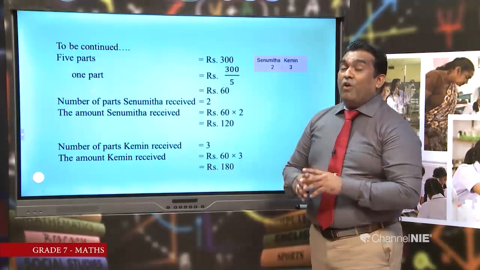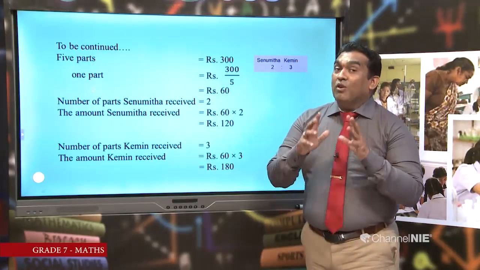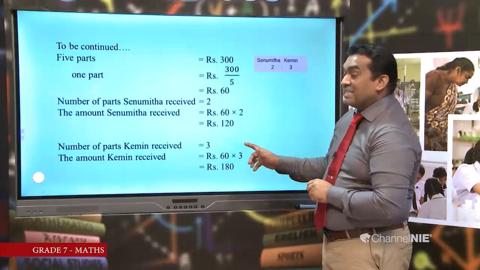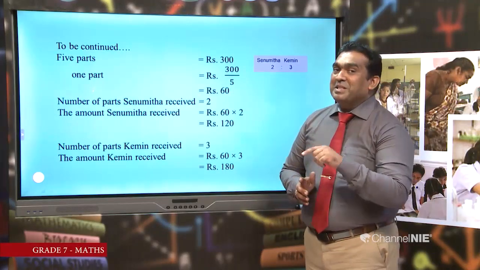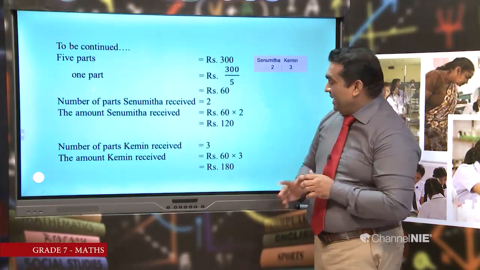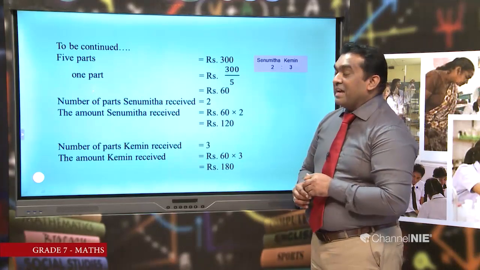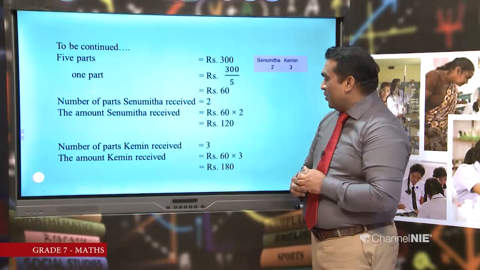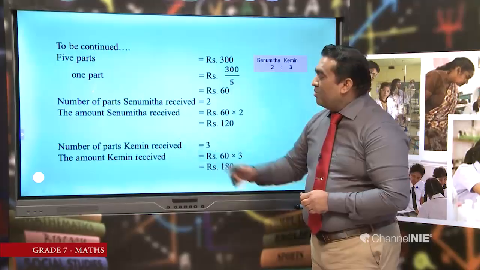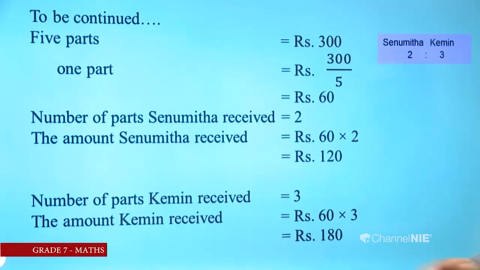What is the value of a part? The value of a part is 60 rupees. 60 multiplied by 3, as a result, 180 rupees. It means the amount Kemin received is 180 rupees.